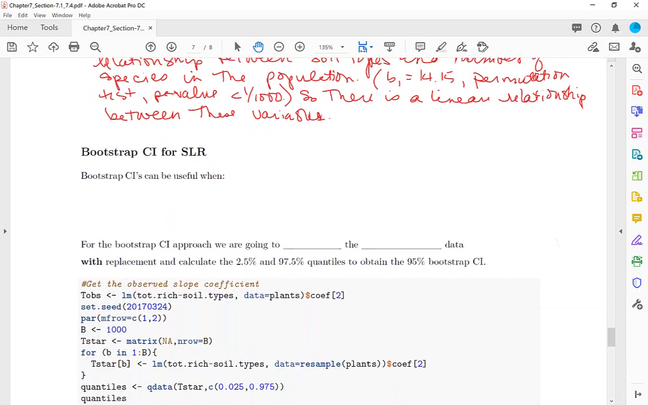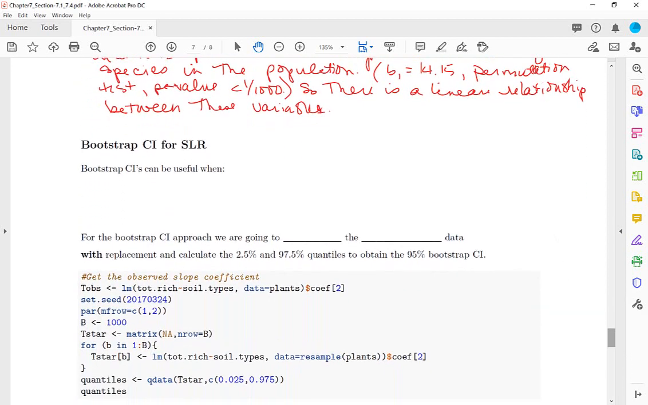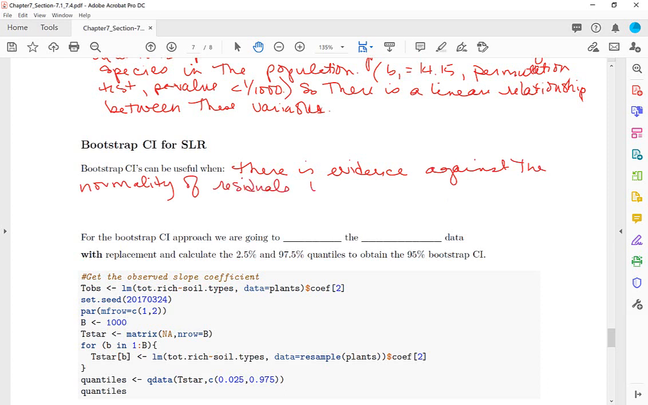When we use a non-parametric test to find our confidence interval, we use a bootstrap confidence interval. The bootstrap confidence interval can also be useful when there is evidence against the normality of residuals and no influential points assumption, the same as for the permutation test.